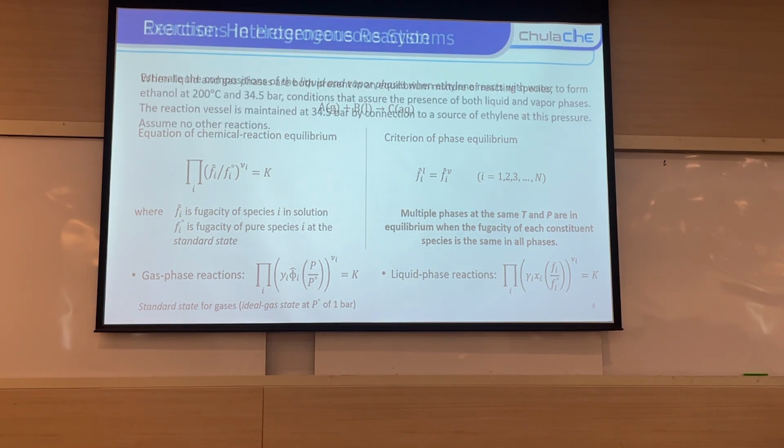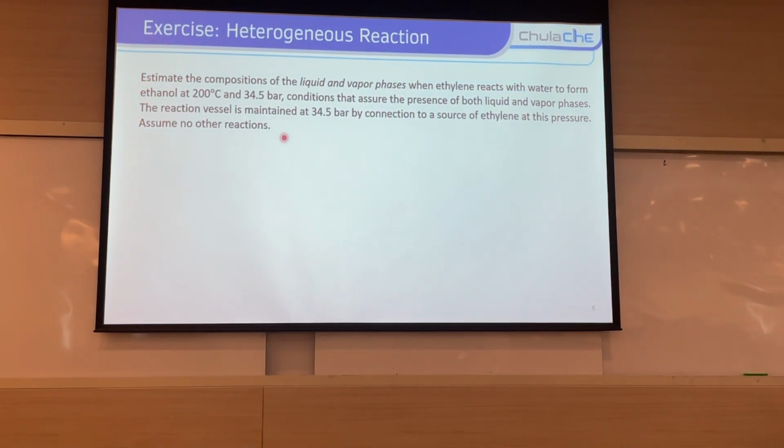But anyway, let's see the example if you have a heterogeneous reaction. In this example, they say: please estimate the composition of the liquid and vapor phase when ethylene reacts with water to form ethanol at 200 degrees Celsius and 34.5 bar. Actually this reaction is the same reaction that you have learned in the previous lecture, but that one, if you remember, was the vapor phase hydration of ethylene.